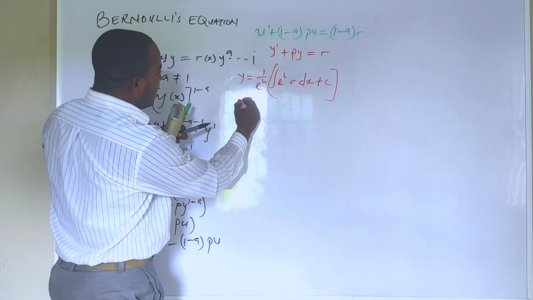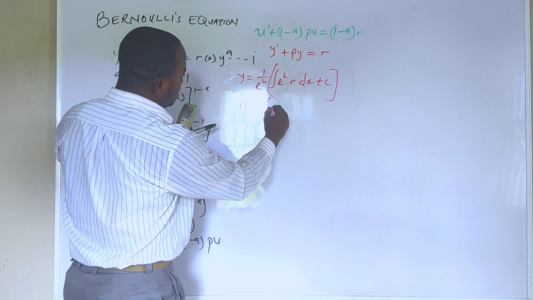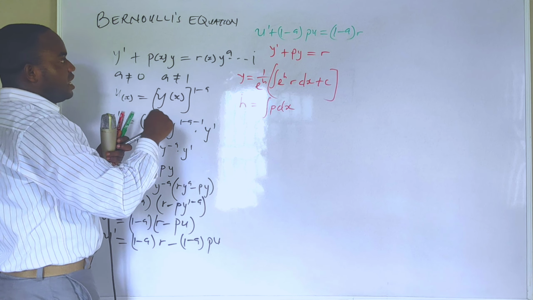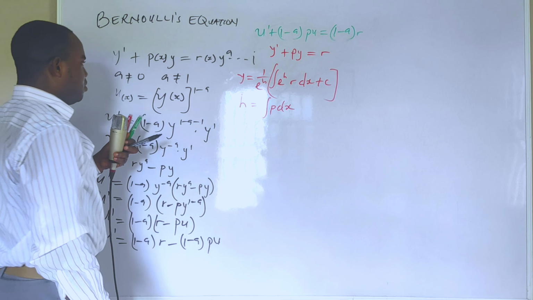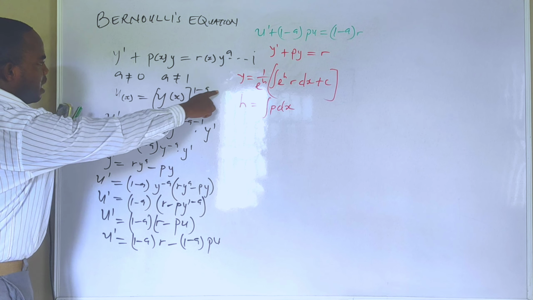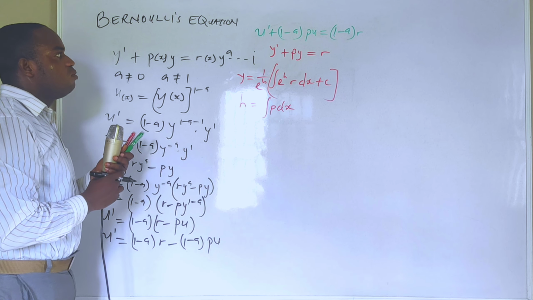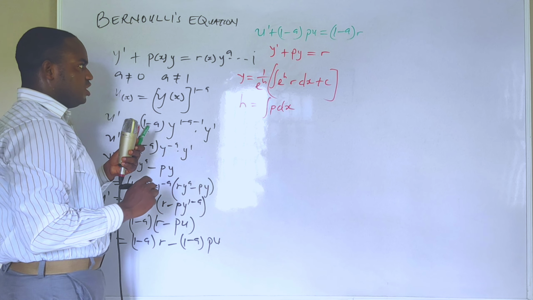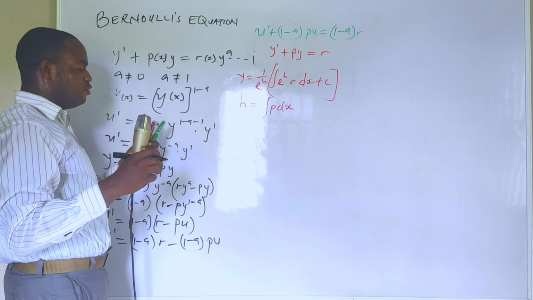So where the h here is equal to the integral of p dx, if you recall. So now we can go on and solve this using the exact method. And don't forget, earlier on we set the function u equal to y raised to power 1 minus a. Well, let us test this out and see if this actually works in solving a real problem.